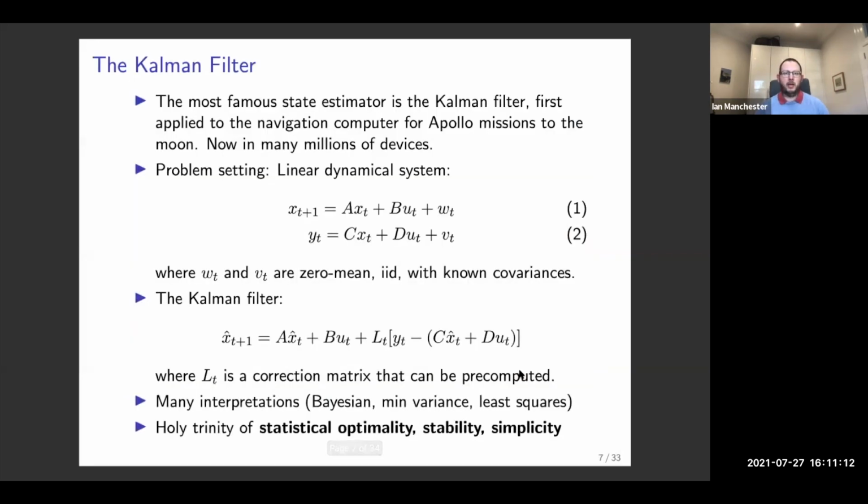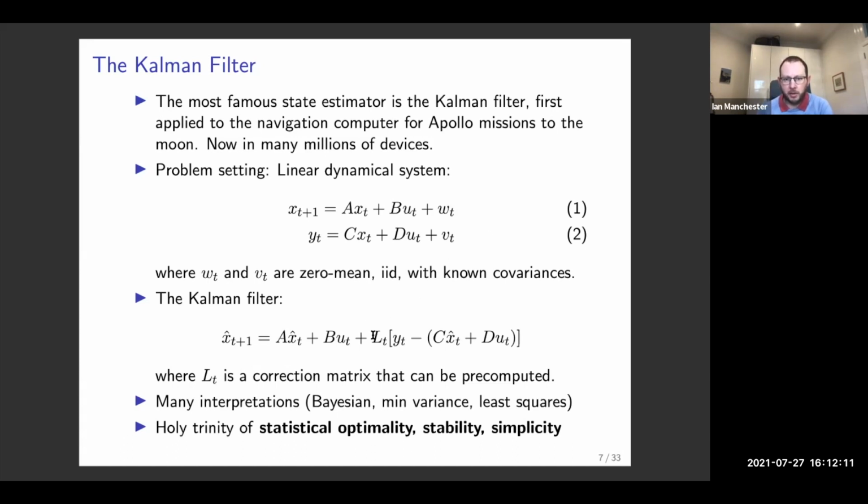Okay, so the Kalman filter, as I mentioned, is I guess the most well-known and widely used type of state estimator. The Kalman filter is specifically designed for the setting in which you have a linear dynamical system with some additive noise terms, which are zero mean, IID, and have known covariances. And then the Kalman filter takes the form I described before, where you have some kind of prediction based on the model of your process, plus some kind of correction term, which is based on the difference between the measured output and what your predicted output would be. If X hat was the true state, then this would be the true output of the system if there were no noise terms. And this can be interpreted in many ways.